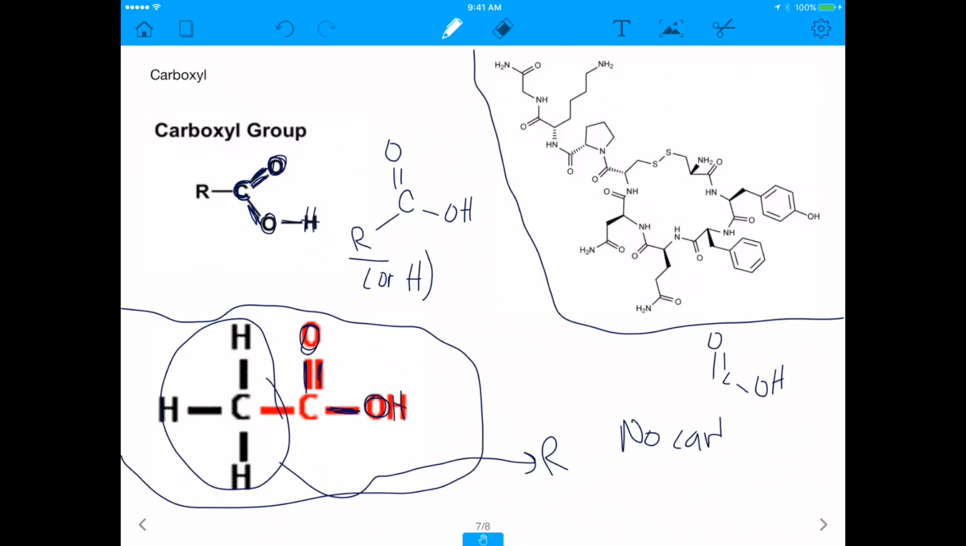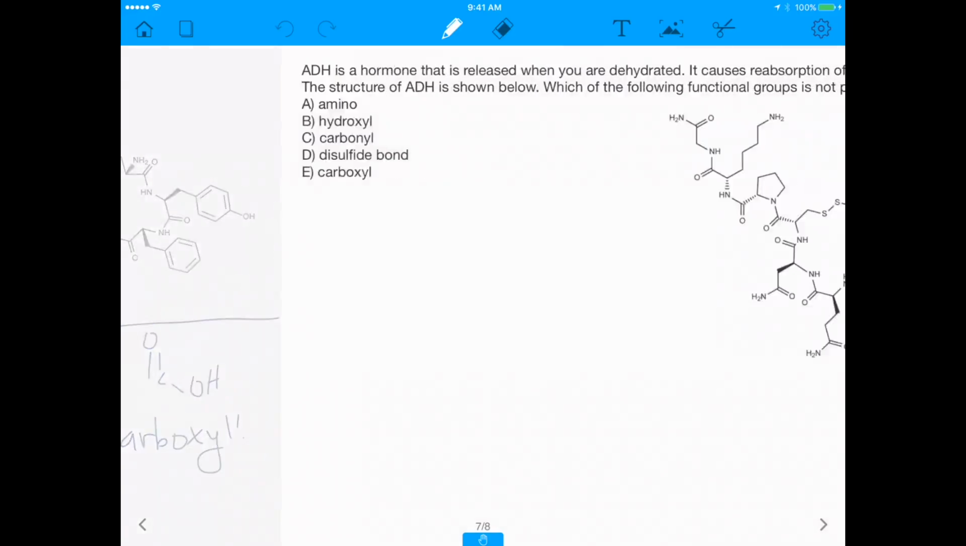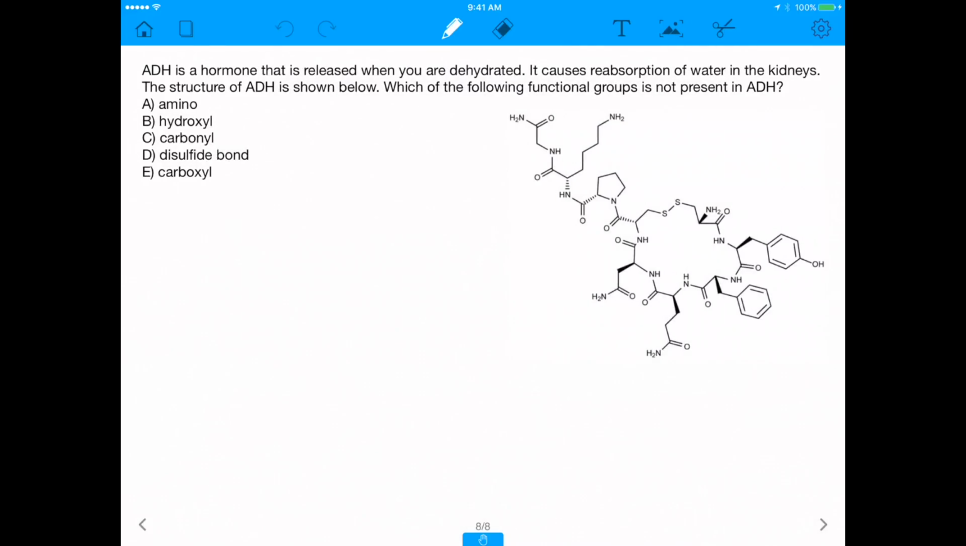And so when we go back to our original question, which was asking us which of the functional groups is not present in ADH, we proved that aminos was there, hydroxyl was there, carbonyl was there, disulfide was there, but carboxyl was not there. So E is the best answer. And so with that, we just reviewed some OChem, we applied it to a very intricate and biologically relevant molecule, and we got the right answer, which is E. So I hope you guys found it helpful. See you in the next one.